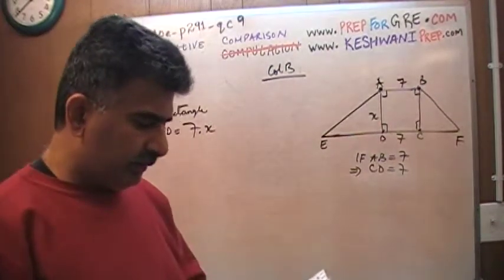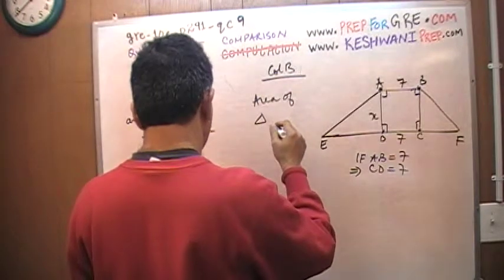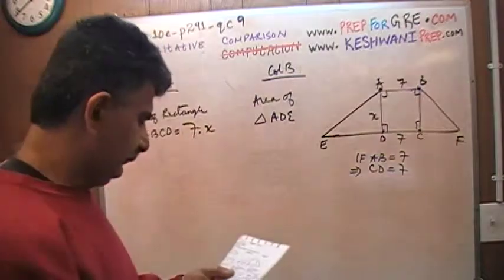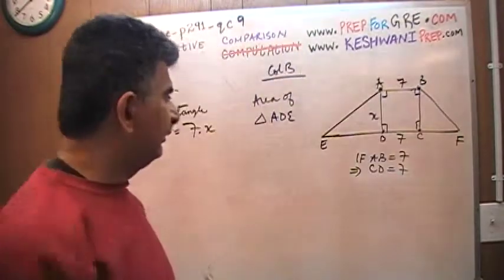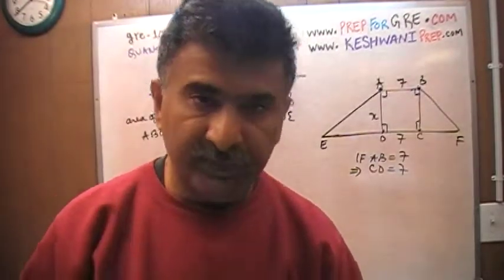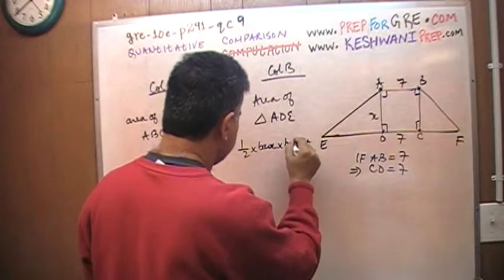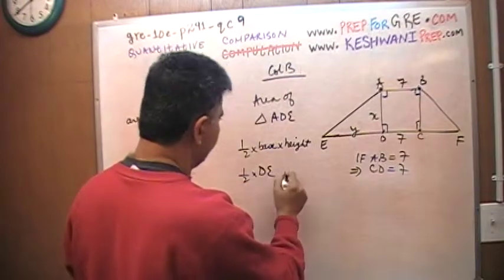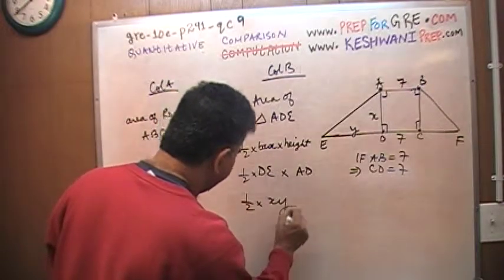And then in column B, they want the area of the triangular region, the area of triangle ADE. You can immediately see the problem: we have no idea what x is. How do you find the area of a triangle? The area of a triangle is half base times height. The base is DE, which I do not know, which is y. And the height is AD, which is x. So basically, it's half xy.